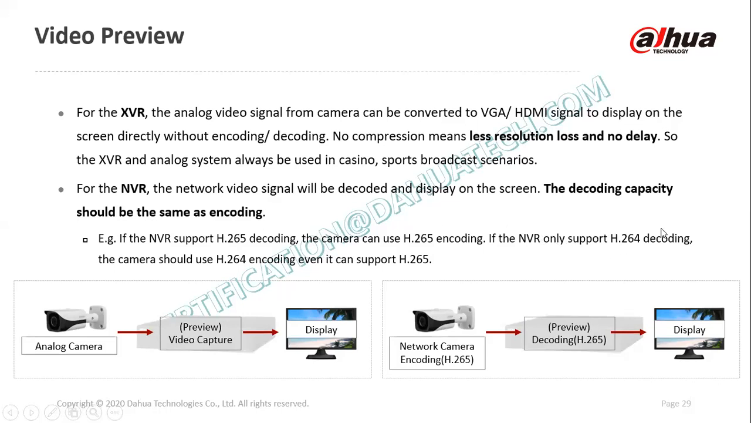So if the NVR only supports H.264 coding, the camera should use H.264 encoding, even if it can support H.265. So you have to ensure the encoding technology you are using is the same, both on the recorder and the camera.